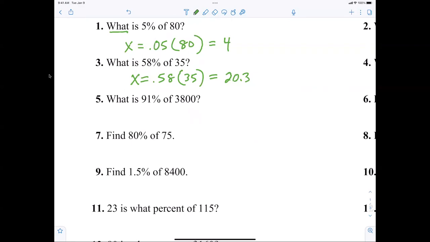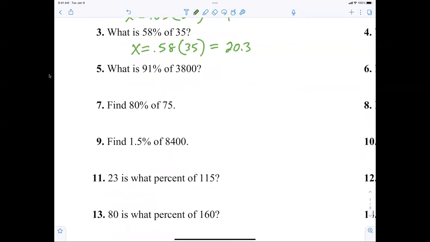All right, Samantha, make the translation. That's all there is to it. And so do that and tell me what the answer is. 3,458. Anybody get that? All right, I'm happy with that.